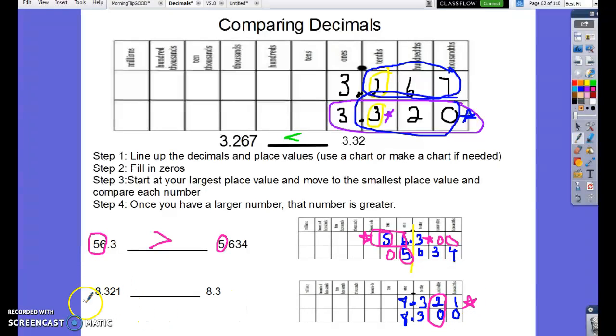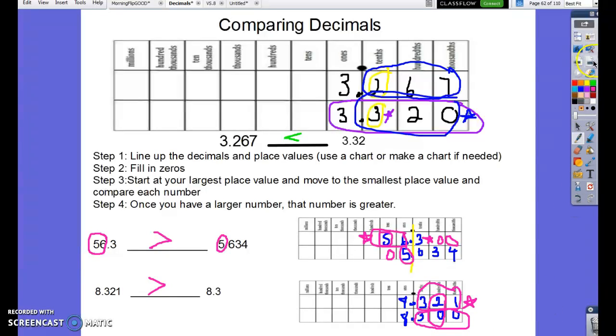So 8 and 321 thousandths is greater than 8 and 3/10. And again, if you take a look behind the decimal place, we have 321 as opposed to 300. So again, 321 is larger than 300.